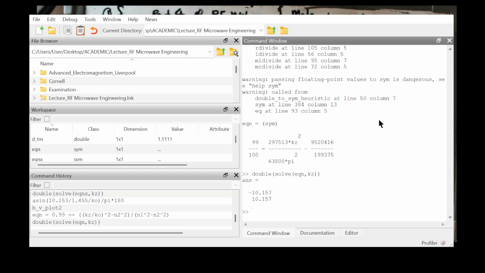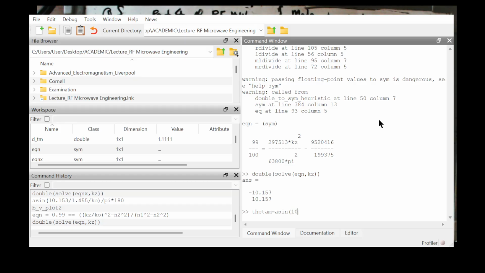So from here, I got the value 10.15, and this is not enough. I need to work out the angle as well. The angle is beta m. This is the incident angle. A sine, remember the formula, yeah?